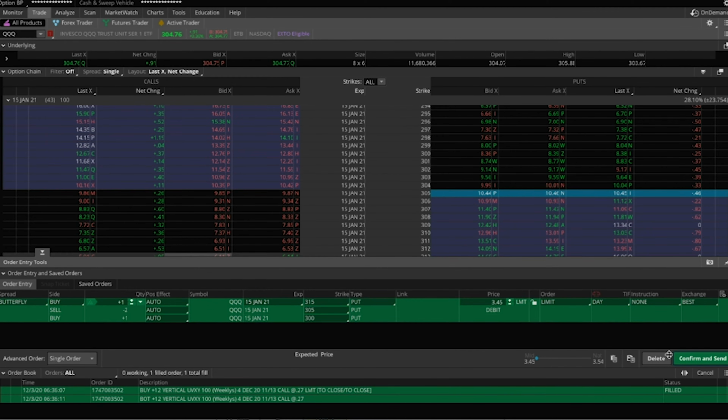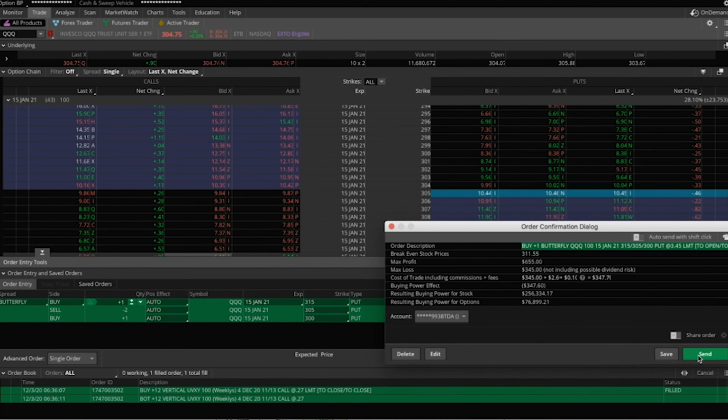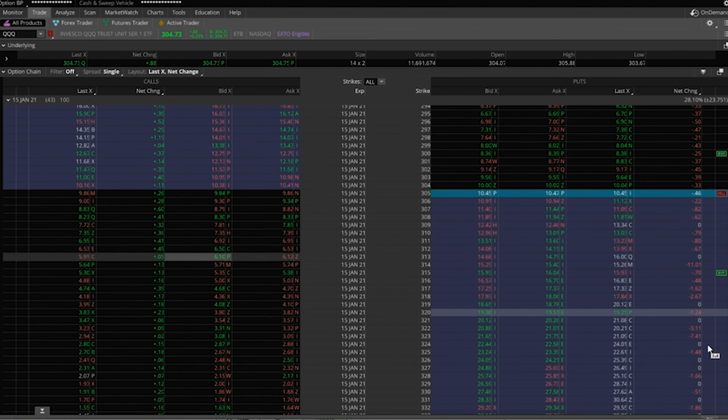From this point, all I would have to do is say confirm and send. For Thinkorswim, and I'm sure your platform is the same, it's actually going to give you the details and ask you if you're sure you want to execute this trade. And I can just check it: max profit, max loss, buying power effect, 347. So the contract size plus the commissions, about 347. Everything looks right to me. I'm going to go ahead and send this.